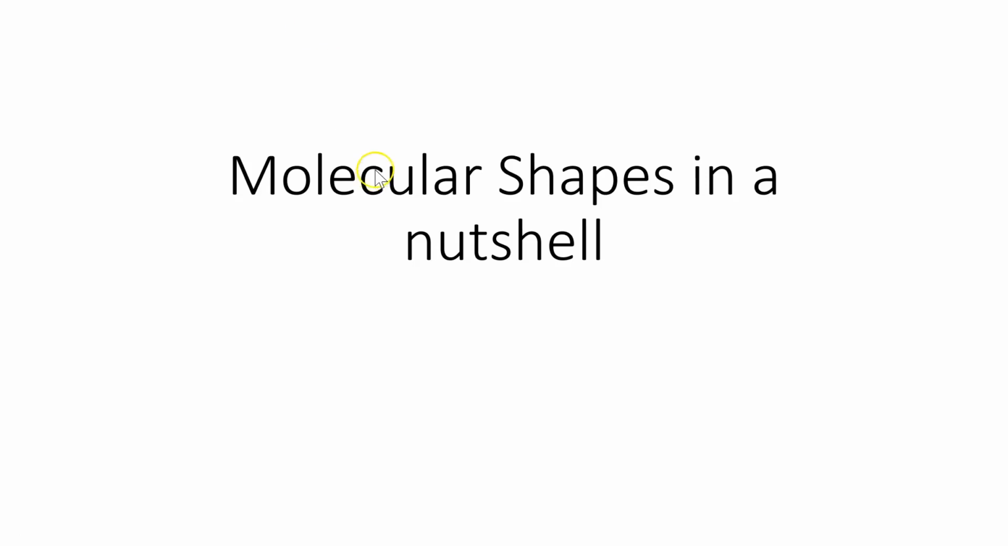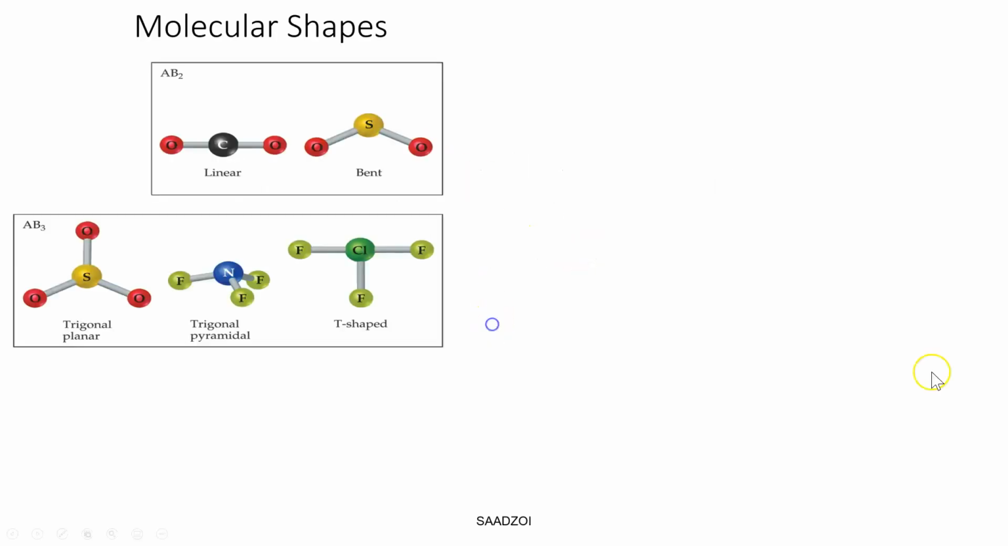So these different shapes you're going to see are based on that premise that electrons want to be as far away from each other as possible, and they take these specific shapes in order to accommodate that. So that's the gist of it. So here's a couple of shapes.